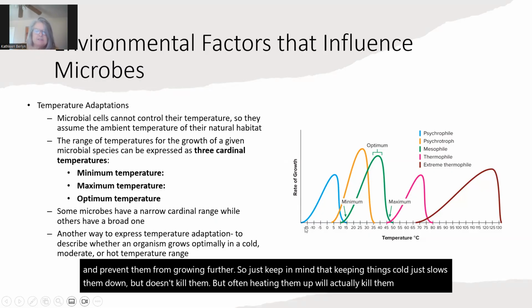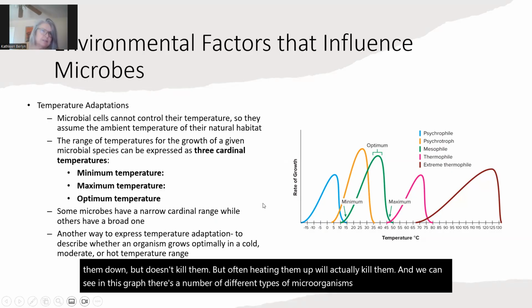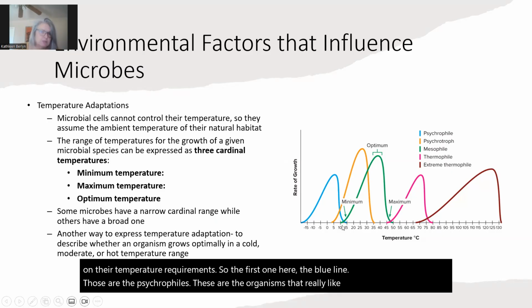And we can see in this graph, there's a number of different types of microorganisms that can be classified based on their temperature requirements. So the first one here, the blue line, those are the psychrophiles. These are the organisms that really like cold temperatures.